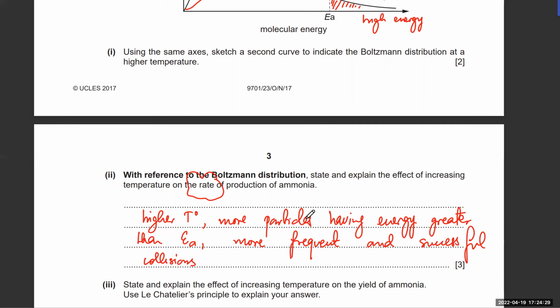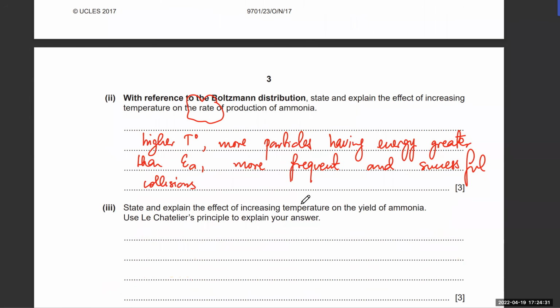Anyways, moving to the next part, state and explain the effect of increasing temperature on the yield. Now, when he talks about yield, that's equilibrium. Okay, so make sure, is he talking about equilibrium or is he talking about rate? In the first part, he was talking about the speed of the reaction. Now he's talking about the yield of the reaction. So you're going to use Le Chatelier's principle.